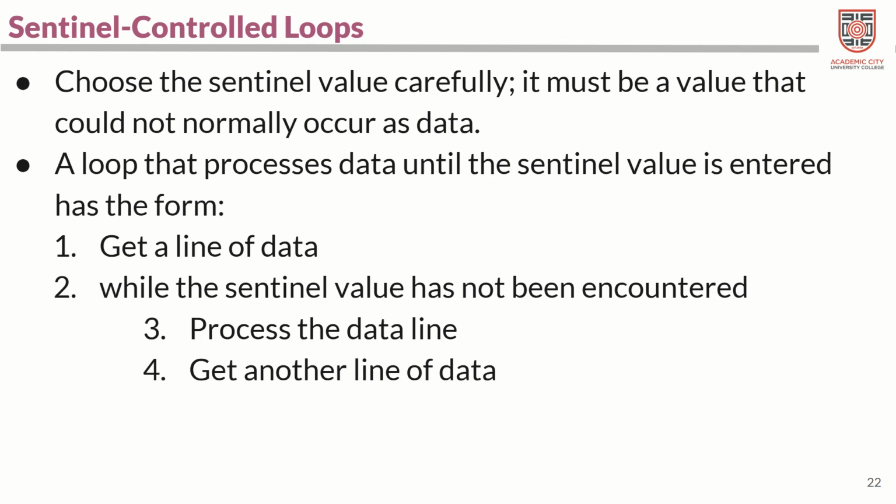And as I said, it's a special value. It shouldn't be any ordinary value. For example, most of the time we use 0 or -1. So for the code we are about to do, we are going to use 0. That means immediately the person enters 0, we stop.